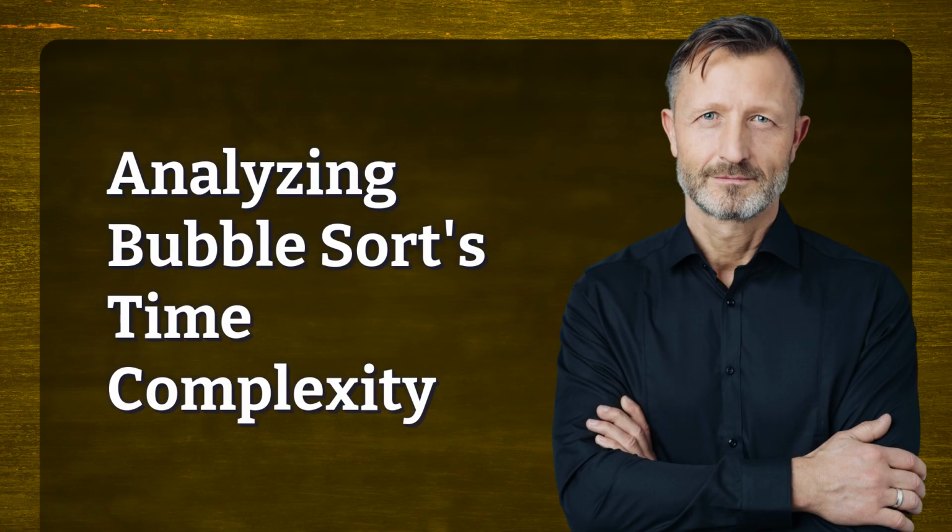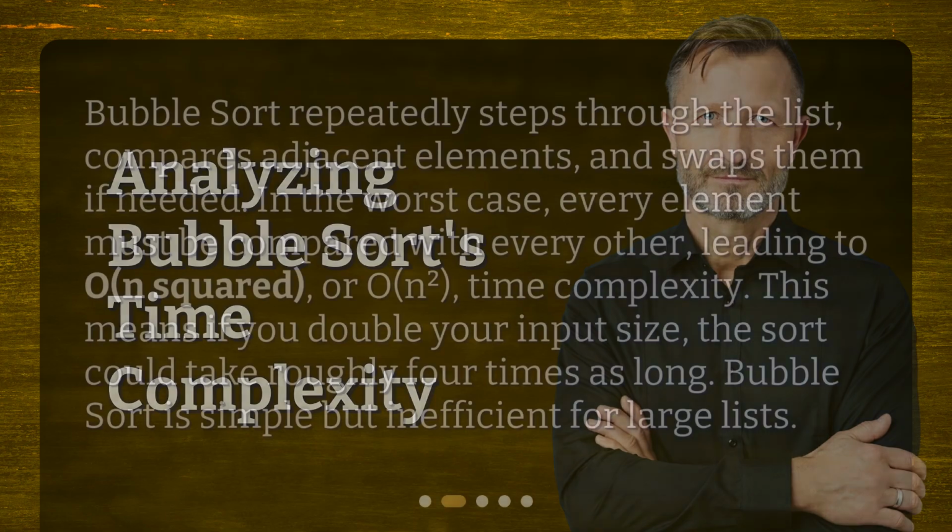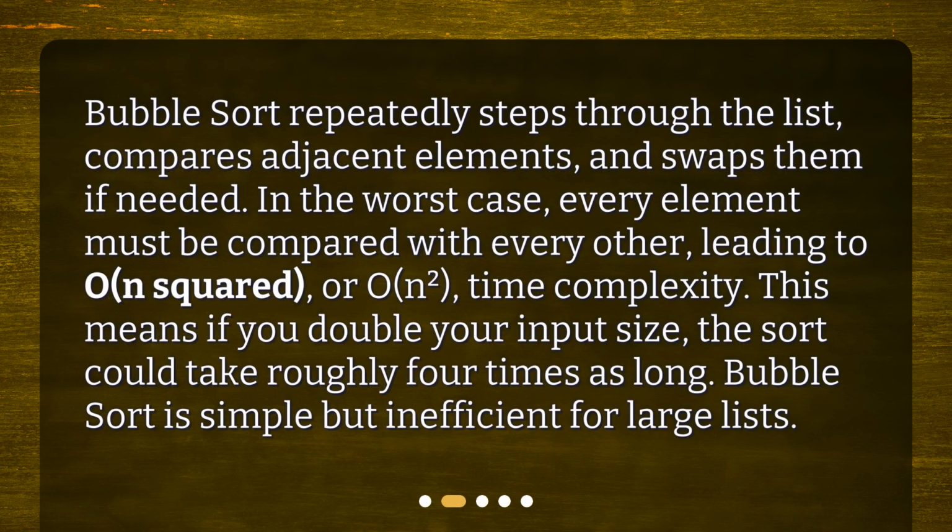Analyzing bubble sort's time complexity. Bubble sort repeatedly steps through the list, compares adjacent elements, and swaps them if needed. In the worst case, every element must be compared with every other, leading to O of n squared time complexity. This means if you double your input size, the sort could take roughly 4 times as long. Bubble sort is simple, but inefficient for large lists.